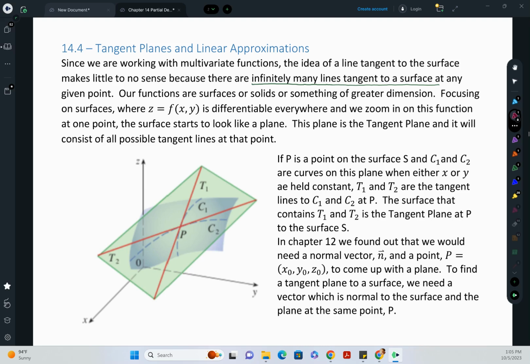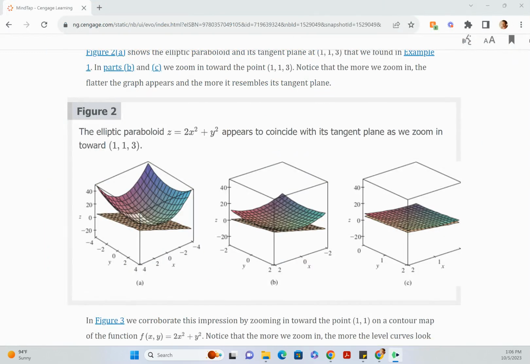If our surface is differentiable everywhere, and we zoom in on the function at a point, the surface itself starts to look like a plane. I have this image from our textbook that gives you that same sort of idea. Here in figure 2, we're looking at an elliptic paraboloid in the first image, z equals 2x squared plus y squared.